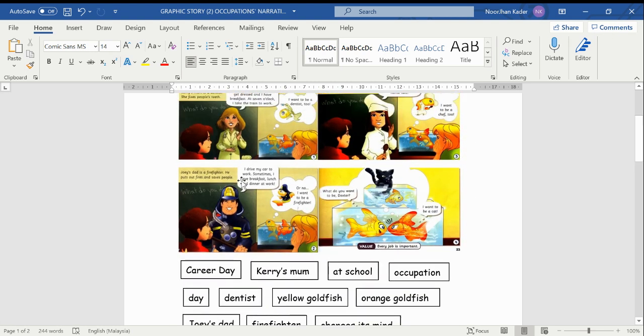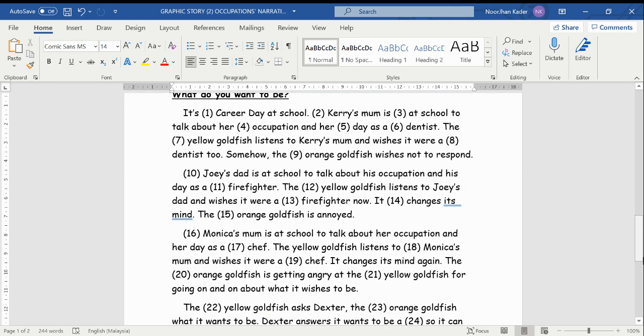Okay, Joey's dad is a firefighter. This is the second frame. You can see number 2 here. Joey's dad is a firefighter. He puts out fires and saves people. I drive my car to work. Sometimes I have breakfast, lunch, and dinner at work. I want to be a firefighter. Okay, yellow goldfish again. Okay, that's correct. The second paragraph of our narrative tells us the story in frame 2 of the visual story.